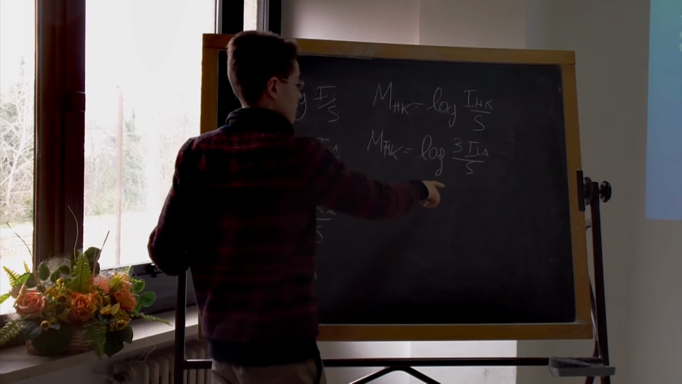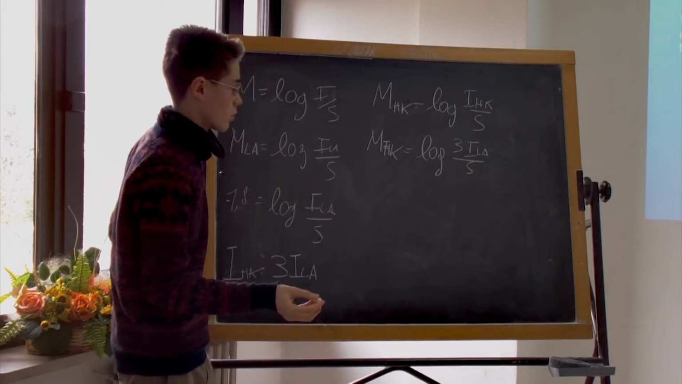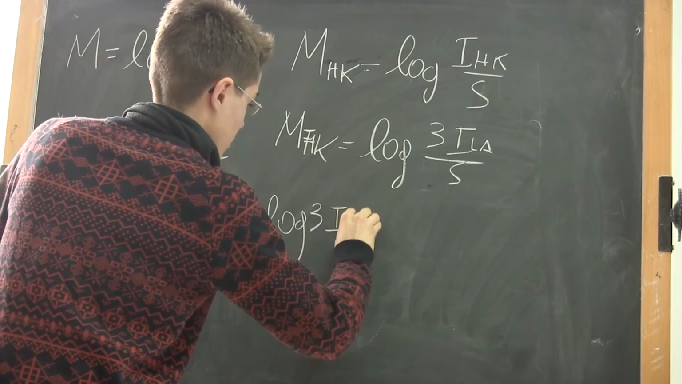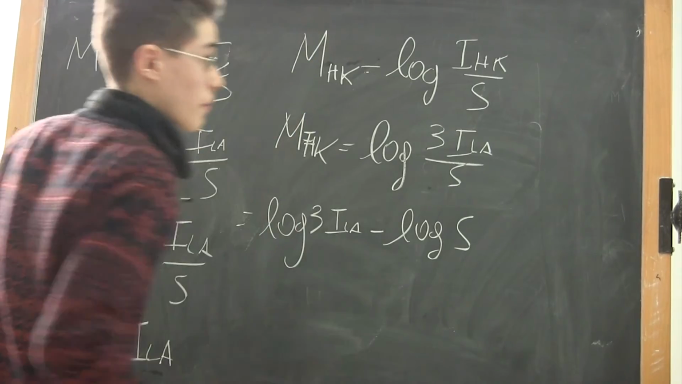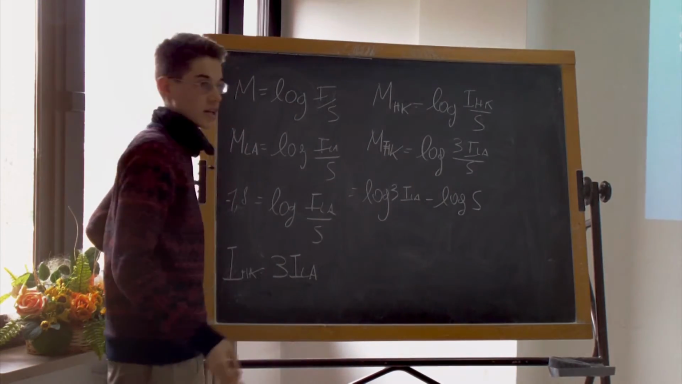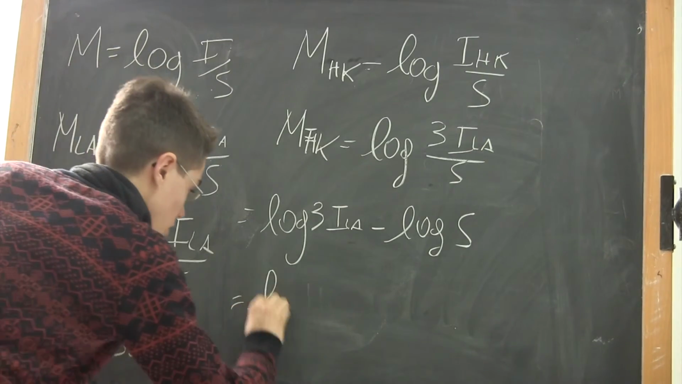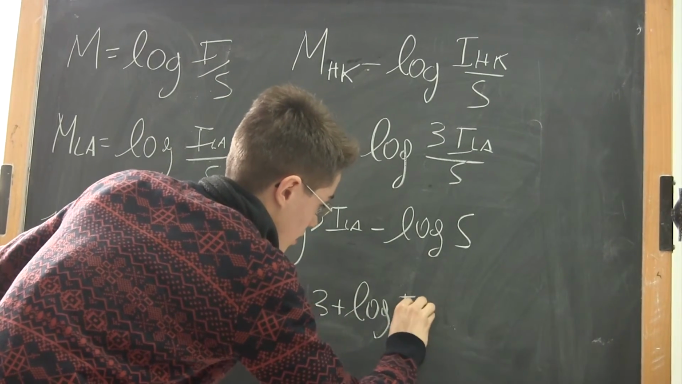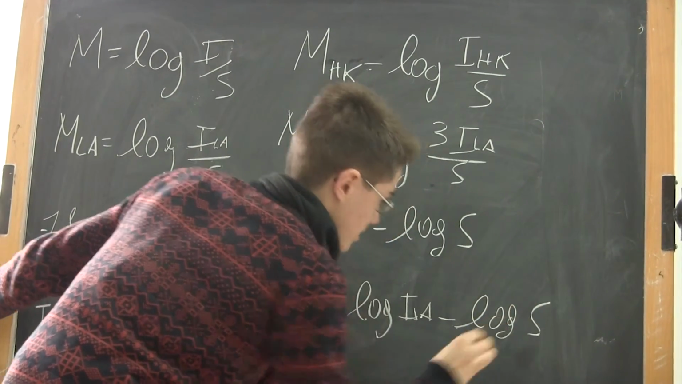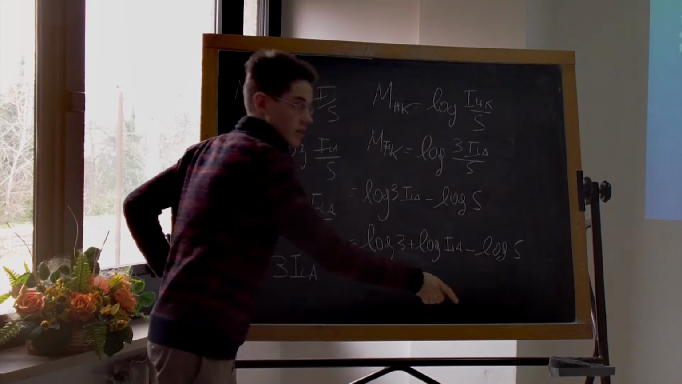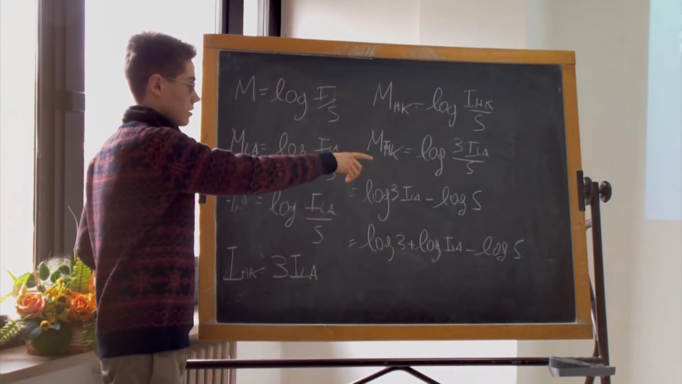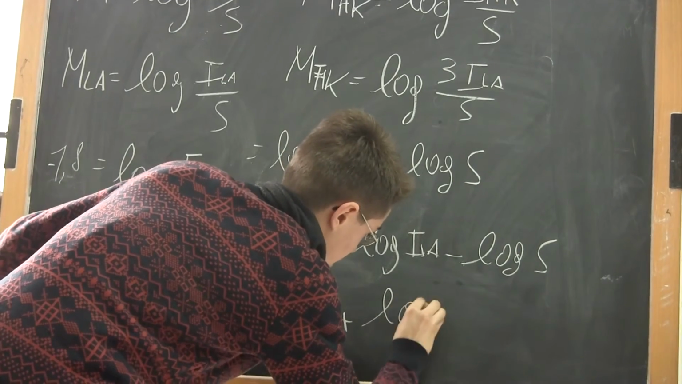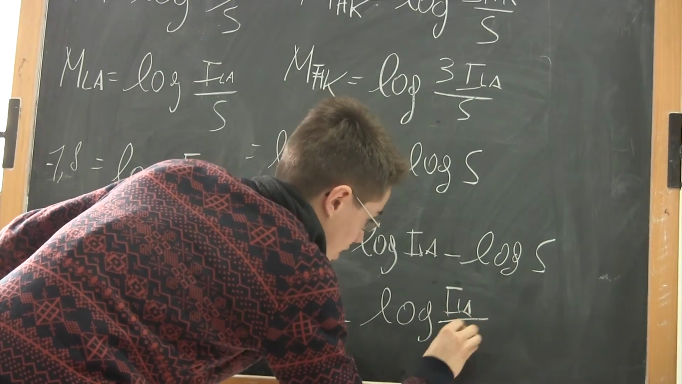Then this division becomes a difference from the property of logarithm. So it becomes logarithm of 3 E LA less logarithm of S. Then also this product becomes an addition, and so logarithm of 3 plus logarithm of E LA less logarithm of S. Then this difference becomes a division for the same reason as the other one. So logarithm of 3 plus logarithm of E LA on S.